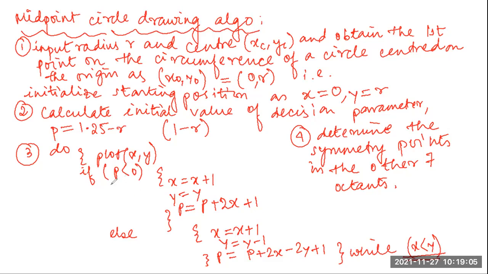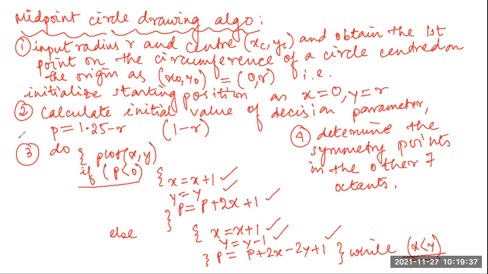Inside this loop, two conditions are there. I will check whether the value of p is lesser than 0, or otherwise, greater or equal to 0. If it is lesser than 0, my x will be incremented by 1, my y will remain as it is, and my value of p will be updated. And if it is anything other than lesser than 0, my x will be incremented by 1, my y will be decremented by 1, and my value of p will be updated.